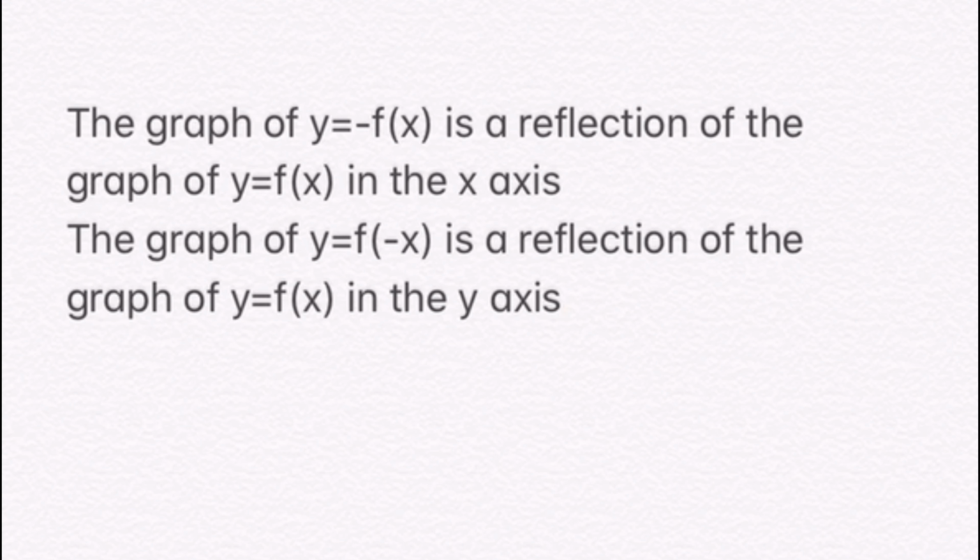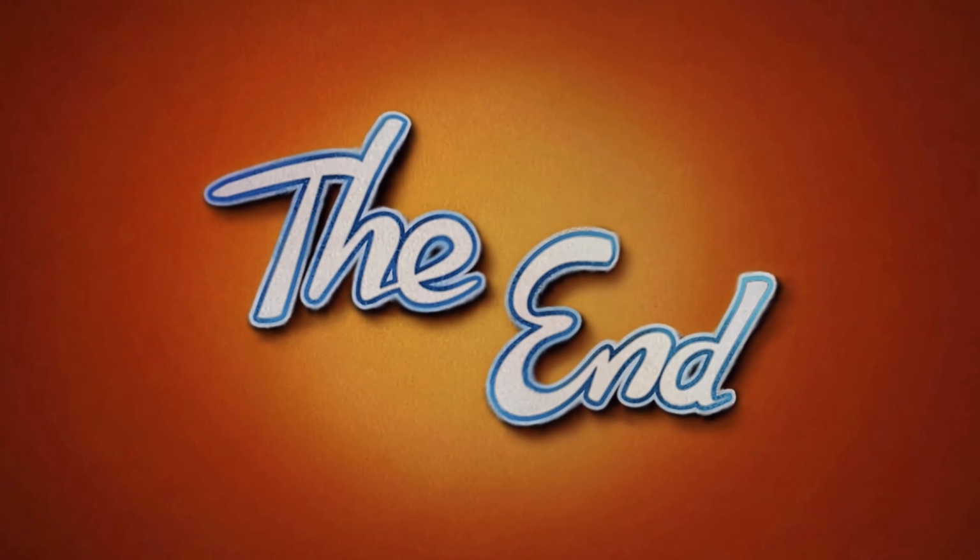And similarly, the graph of y equals f of negative x is a reflection of the graph y equals f of x in the y-axis. And this is because before, x was positive and now x is negative, so it is reflected in the y-axis. And that's the end of chapter 4.